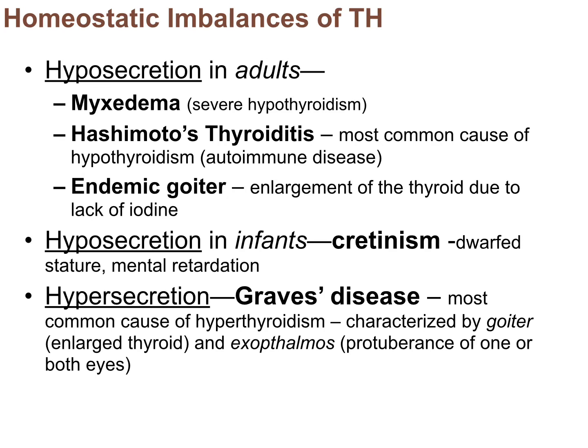Hyposecretion in infants, you've got cretinism. So dwarf stature and mental retardation are characteristics that you will see in cretinism. And this is generally when mom is deficient in thyroid during pregnancy. The infant ends up with cretinism.